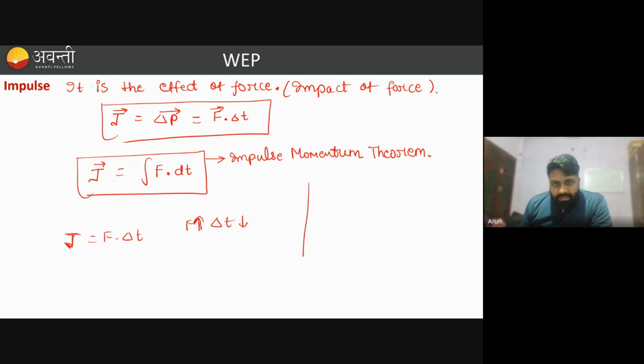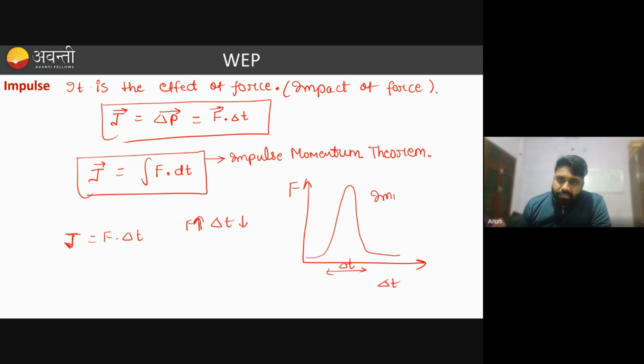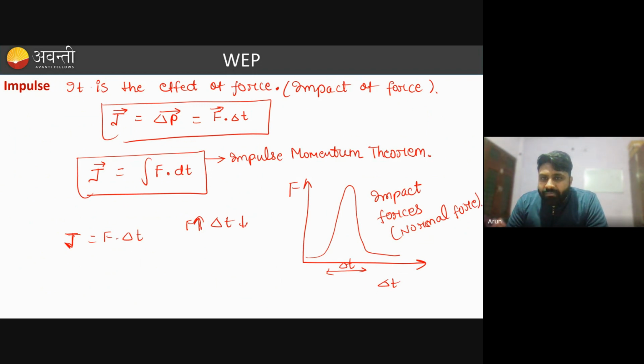Okay. And the graph of that force against time should look like this: a very high value applied for a very short period of time. So this is the impact force. Examples of impact forces are the normal force. Should spring force be put in this category of impact forces? No, because it increases gradually and it applies for a very long period of time. Got it?